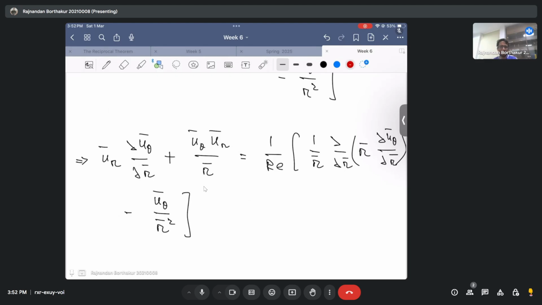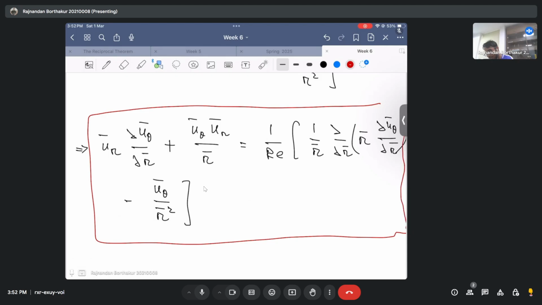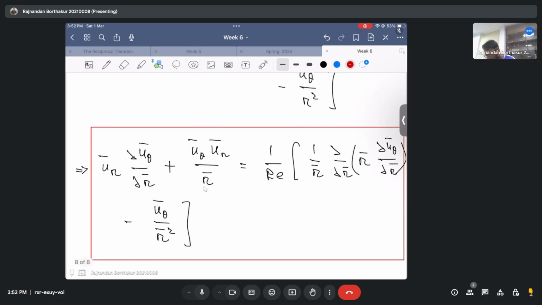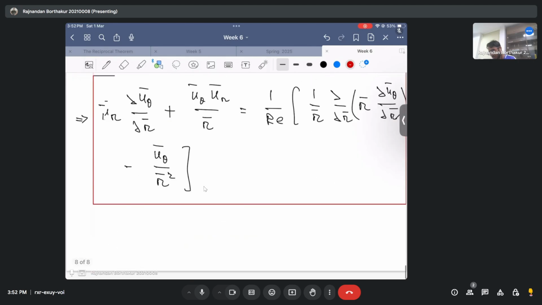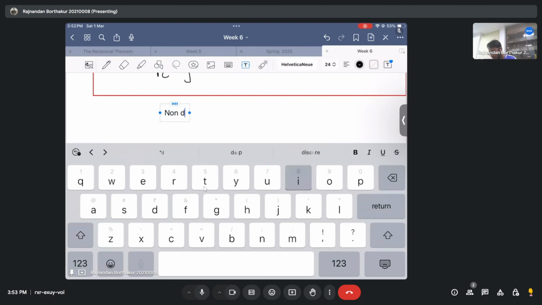I didn't do the intermediate steps because these are just repetitions of the things that we have been doing from the past two or three examples. I'll encourage you to do it at your end and verify that this is indeed true. So that's it. That is your non-dimensional theta momentum equation, of course. So I'll write it down. So this is your non-dimensional theta momentum equation.